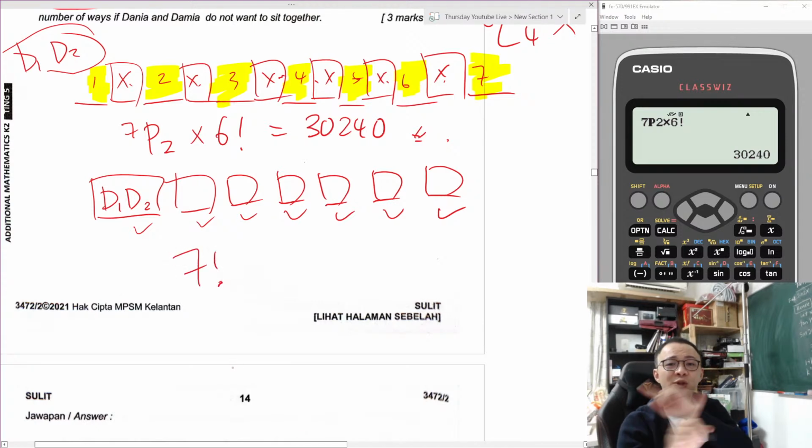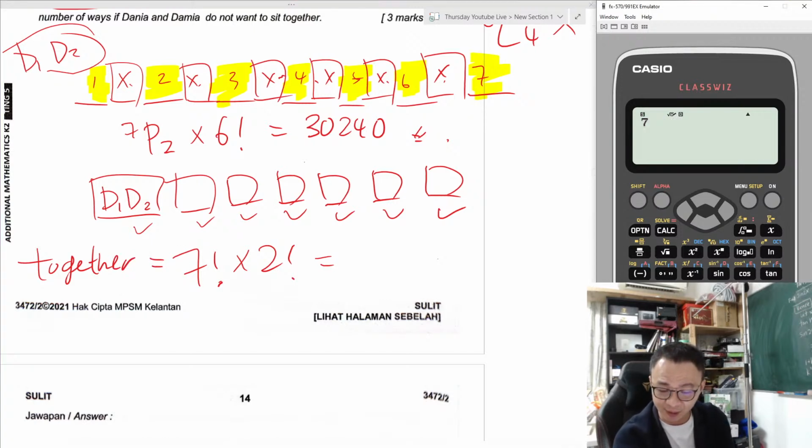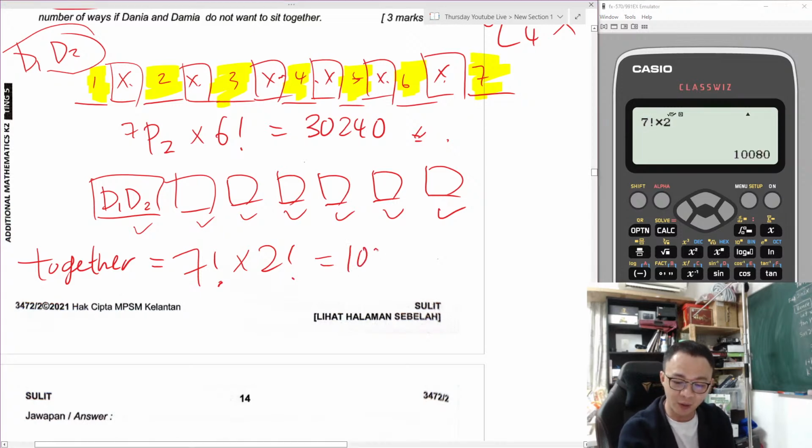These 7 people can arrange among themselves, 7 factorial. But D1 and D2 can swap places also, right? Times 2 factorial. Okay, this is together. They are sitting together, Damia and Dania. So I will just say 7 factorial times 2. So this one is basically 10080.